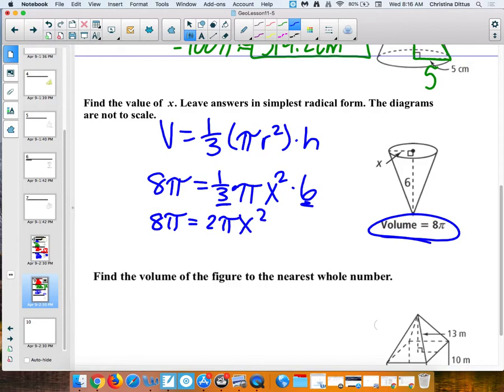Everybody with me there? How am I going to get x by itself? We divide by 2 pi. Divide by 2 pi. Which means I have what on the left hand side? 4. 4 equals x squared. So what's x? 2.